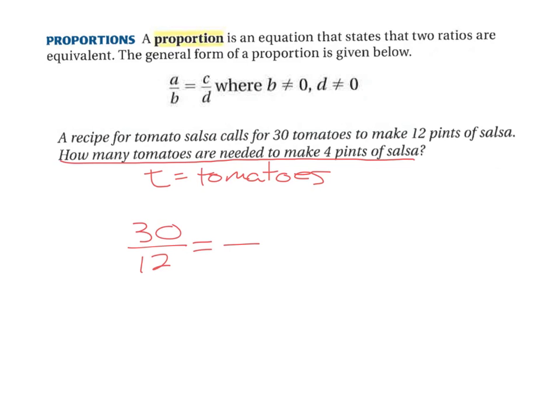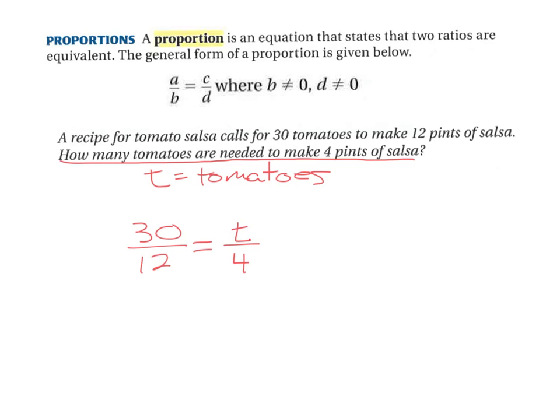I'm going to put my 4 in the denominator because that's where I put my pints of salsa in the first ratio. I have 12 pints of salsa in my first ratio. I have 4 pints of salsa in my second ratio, and they're across from each other. And I want to know how many tomatoes it takes for those 4 pints. So that's across from the 30 tomatoes. Tomatoes on top, pints of salsa on the bottom, so that these ratios match up.